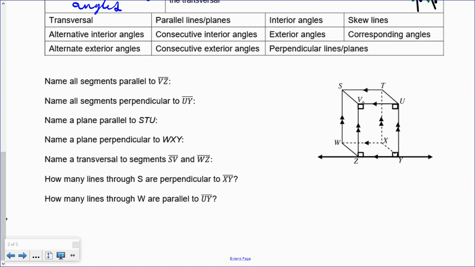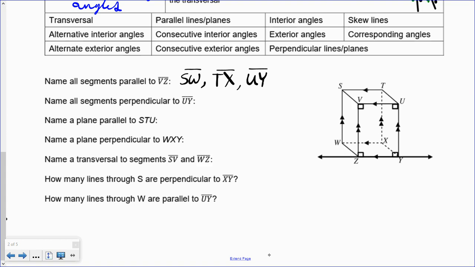VZ is right here. So how would I find all the lines that are parallel to that? All the other sides with the double arrow. So that's W, right? Is there more? TX and UY. Everybody see that? We know that they're parallel because there's a little symbol there in the picture.